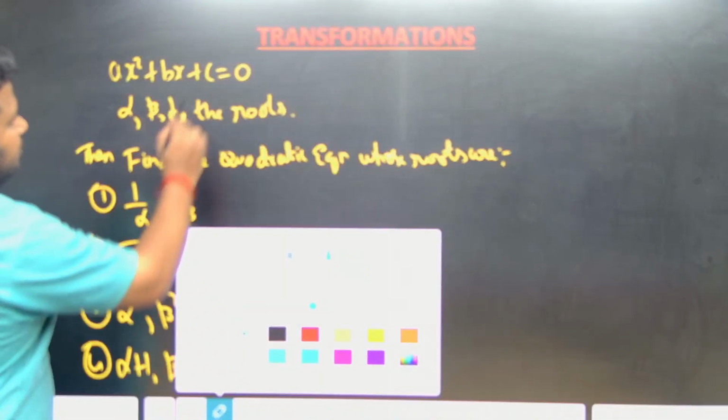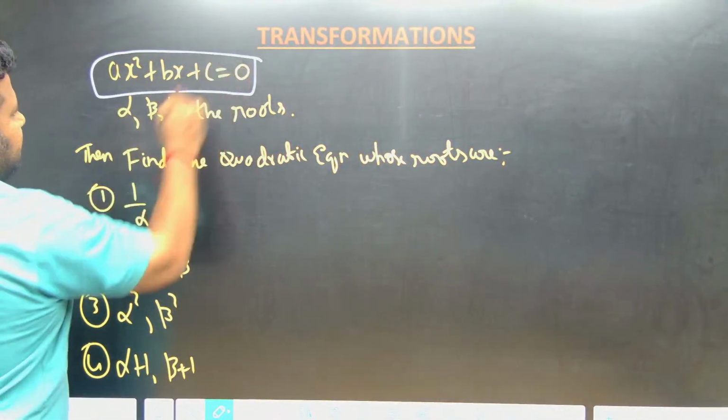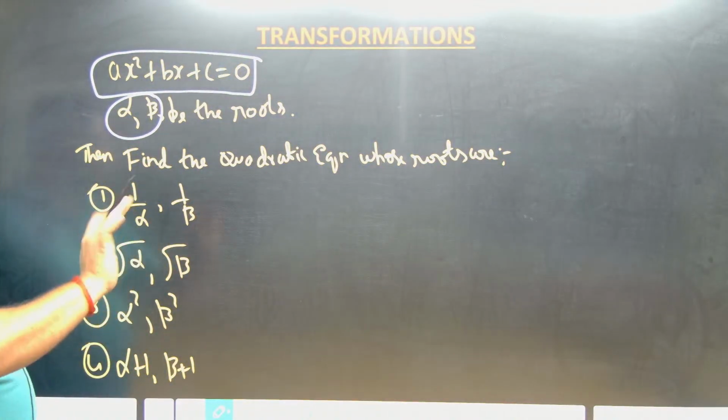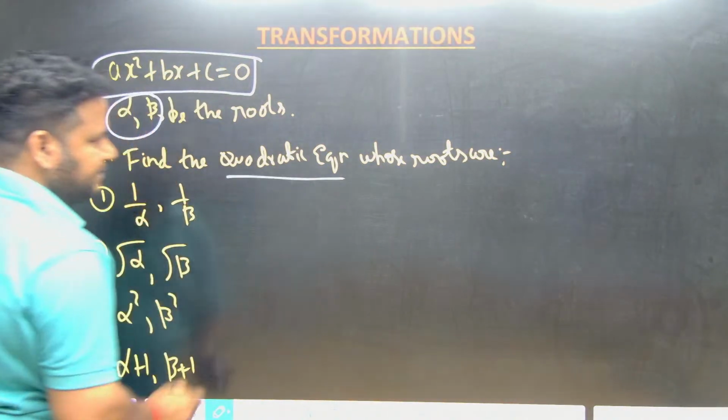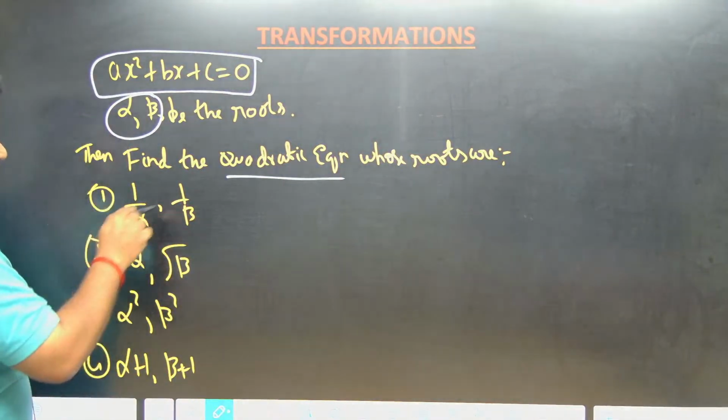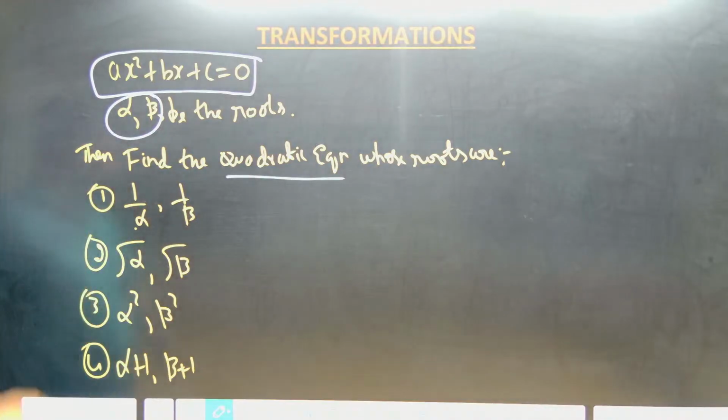So see here, for the given quadratic equation, alpha and beta are the roots. Now they are asking you to find what? Not the roots. They are asking you to find the quadratic equation whose roots are what? First sub question we are having is 1 by alpha, 1 by beta.